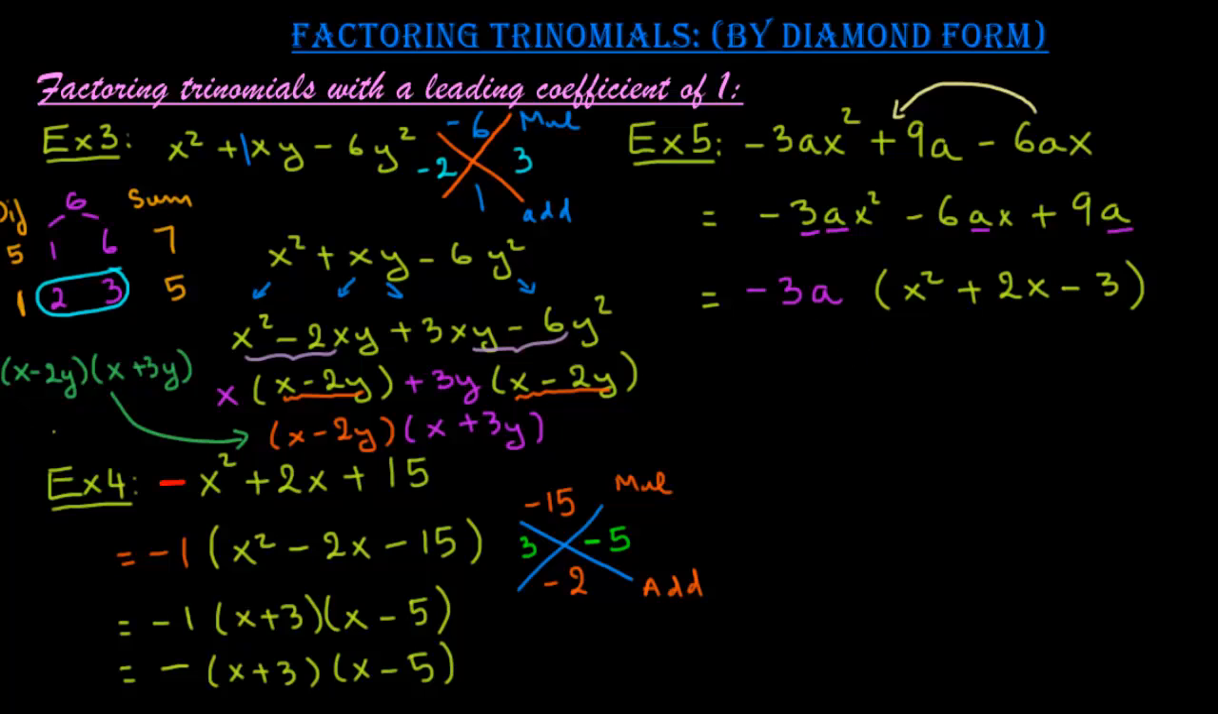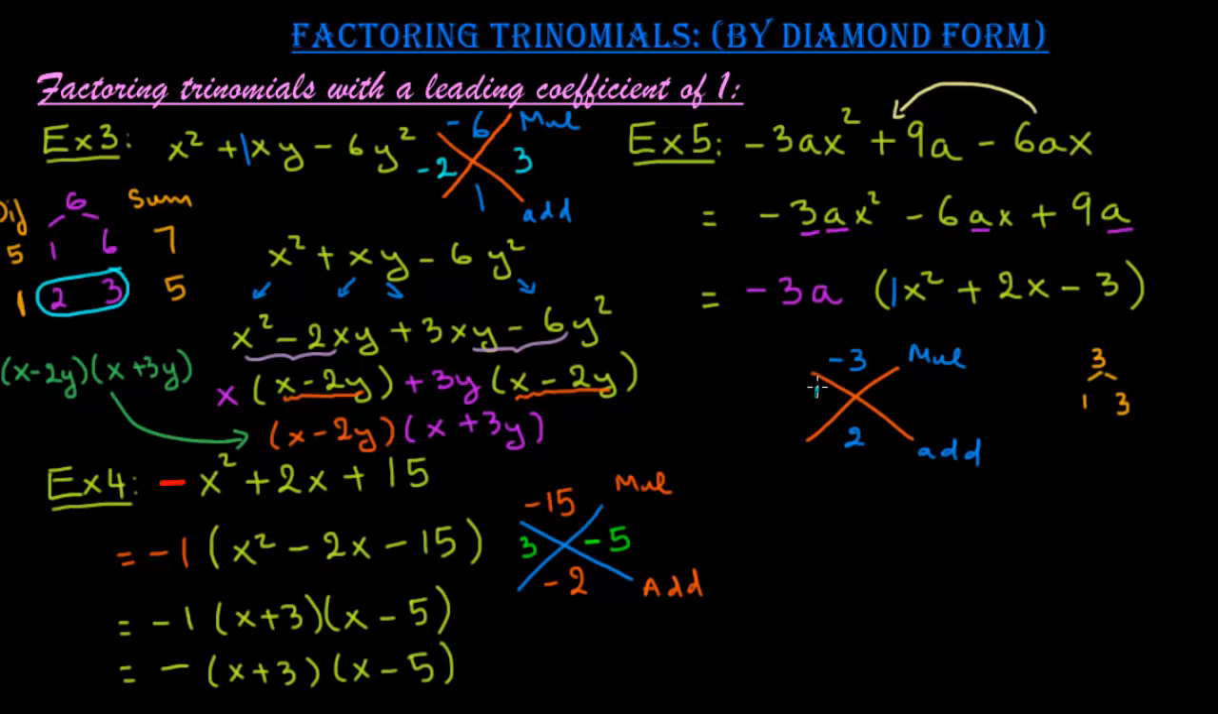Then we factor the trinomial inside the parentheses, like we practiced a lot of times before. Make the diamond form. First number times last number: 1 times negative 3 gives me negative 3 on the top. The middle number is 2. So we find a pair that multiplies to negative 3 and adds up to 2. Find a pair that multiplies to 3. We have only one pair, 1 and 3. So I don't need to find the sum or difference because there is only one possible answer.